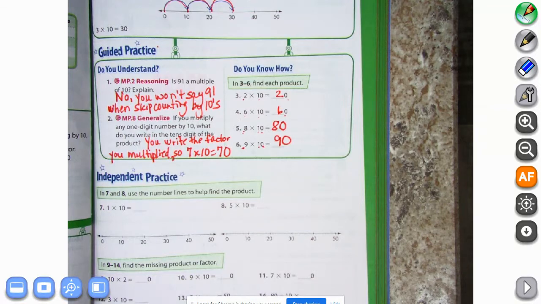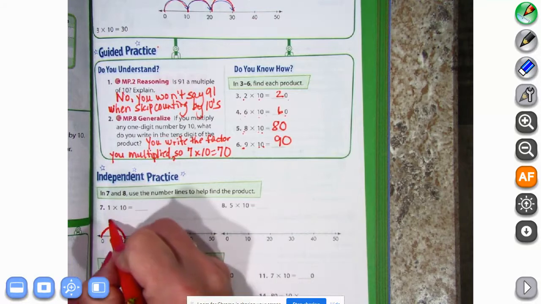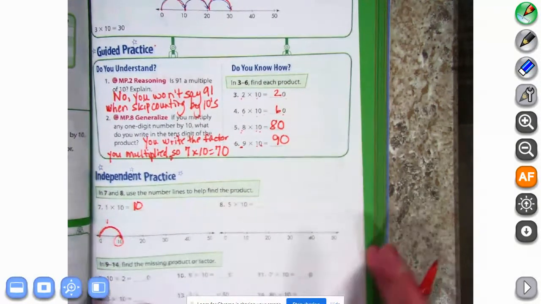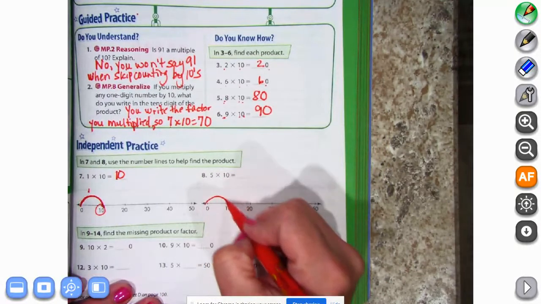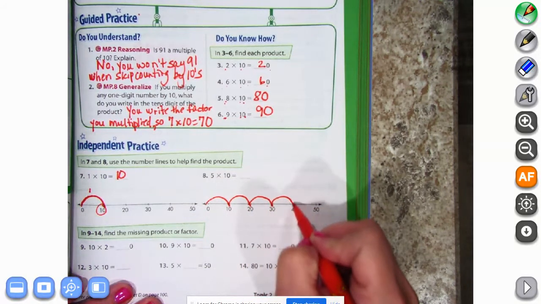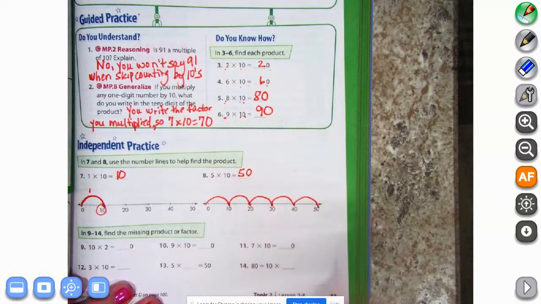It says in 7 and 8, use the number lines to help find the product. So one group of 10. So we just do 1 time and we get 10. 5 groups of 10: 1, 2, 3, 4, 5. 50.